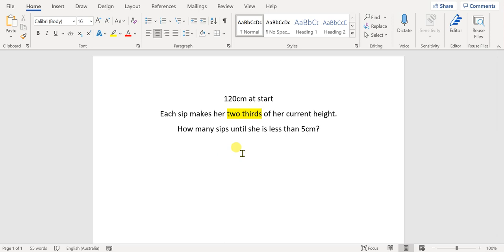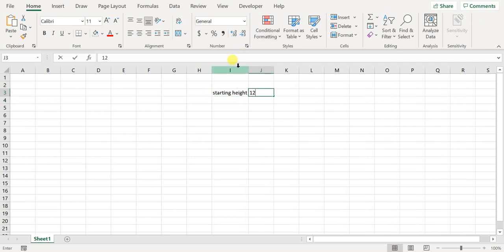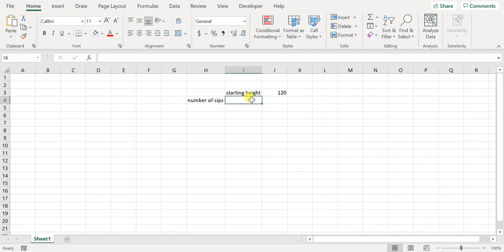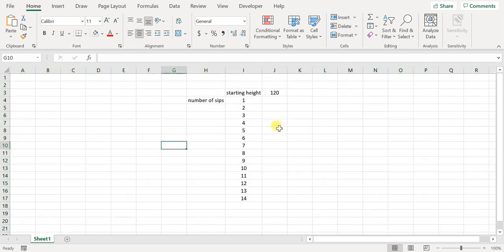So, using Excel to try to figure that out, we write down what her starting height was, 120 centimeters. And then we'll have the number of sips. So I'll write number of sips. And we'll obviously start with 1, 2, and then at this point Excel was smart enough to figure out how many sips, or consecutive numbers. Do Control A, select everything and center it so it looks a little bit nicer. And here we go. So now here we get an opportunity to write a formula.